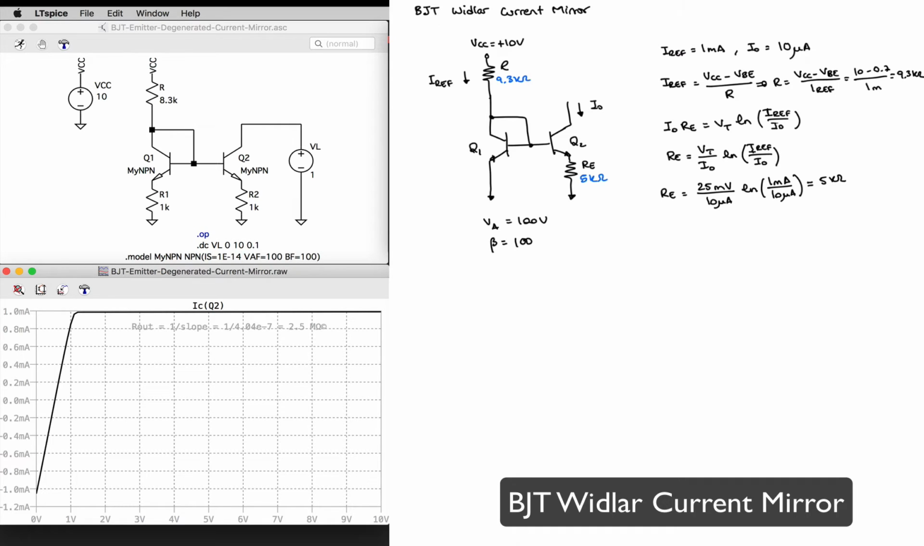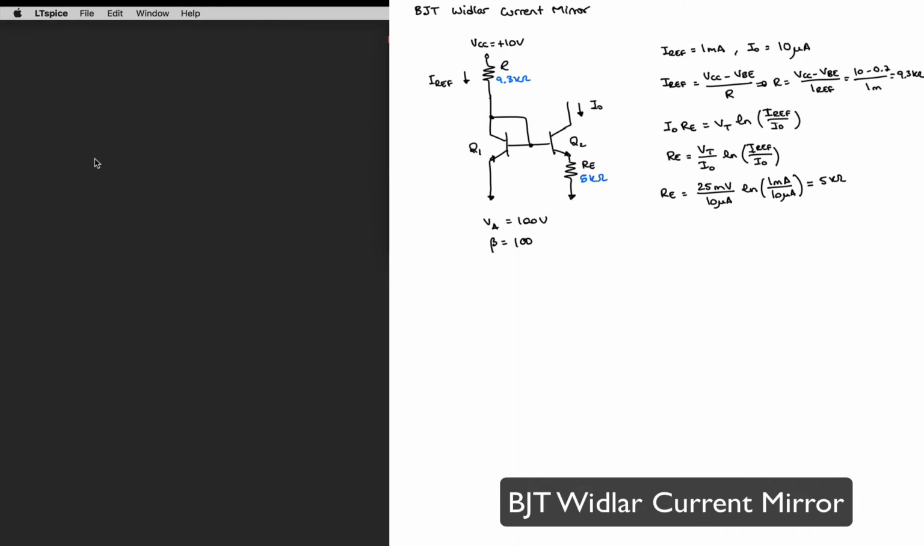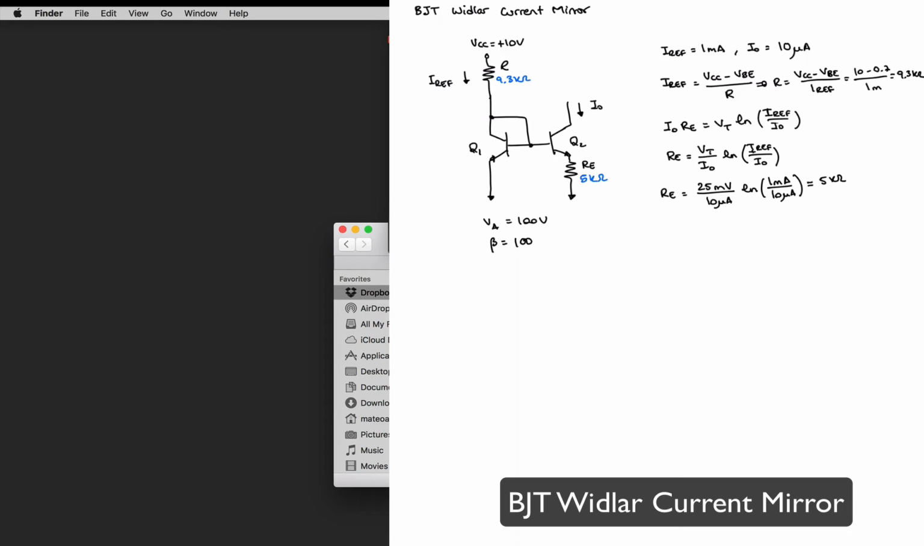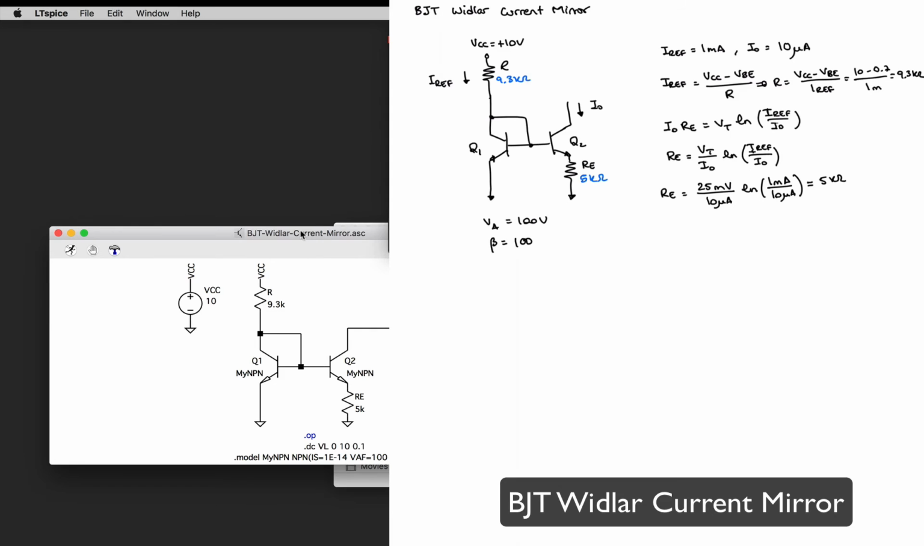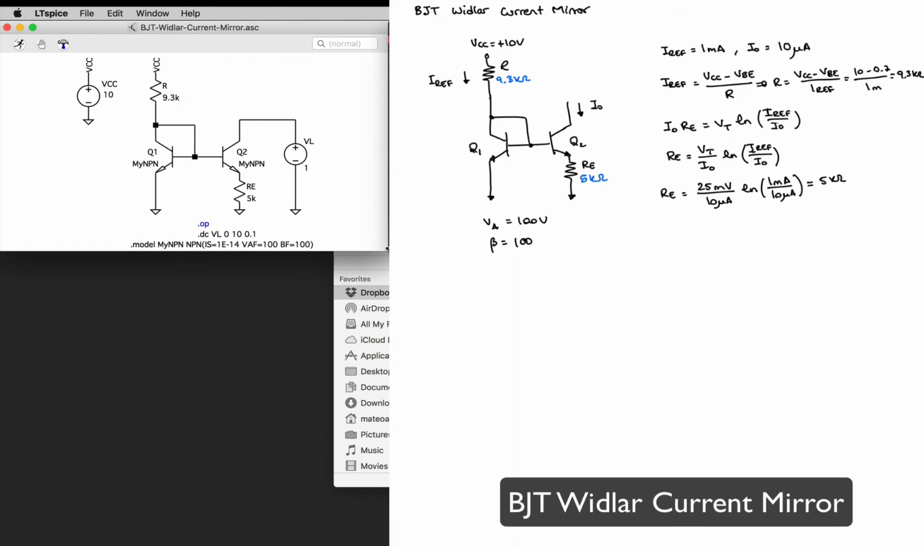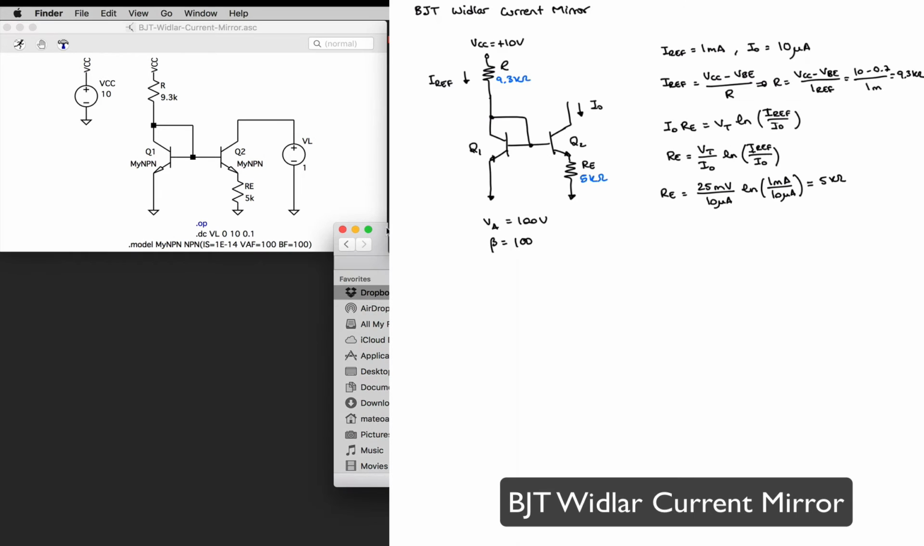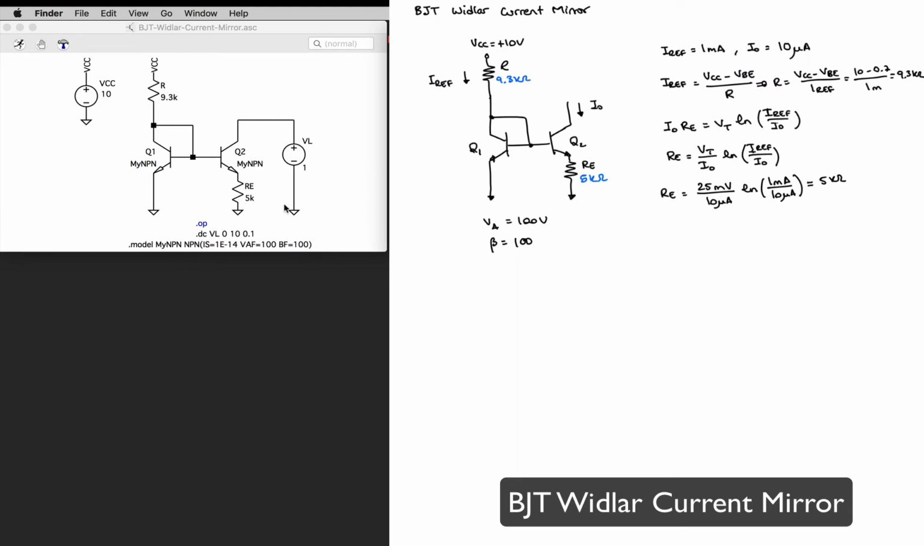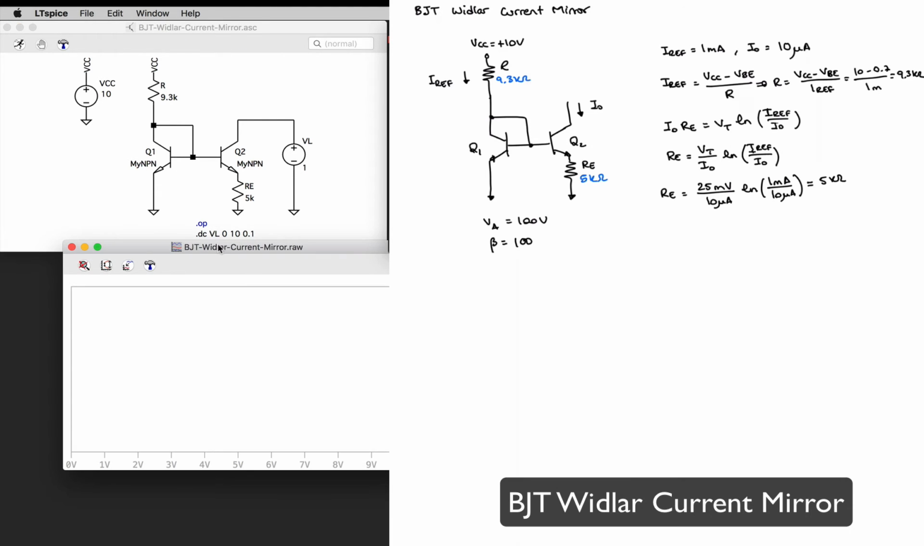And let's go ahead and run my simulation. I haven't brought up the resistor values in my circuit, so I'm going to go ahead and do that now. Values are okay. I'm going to go ahead and run the simulation.